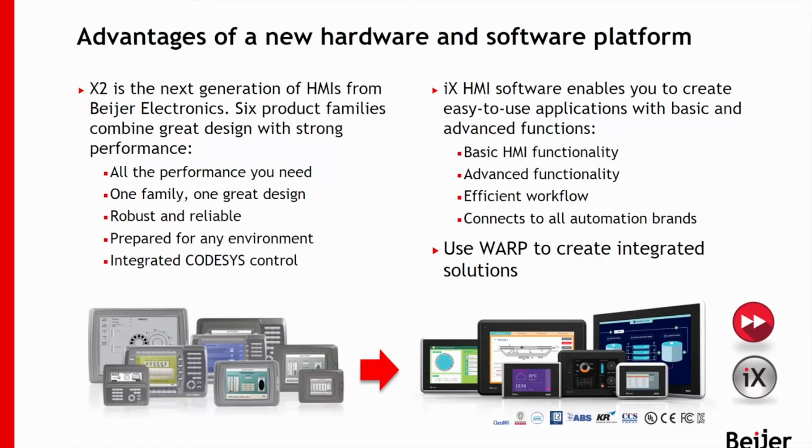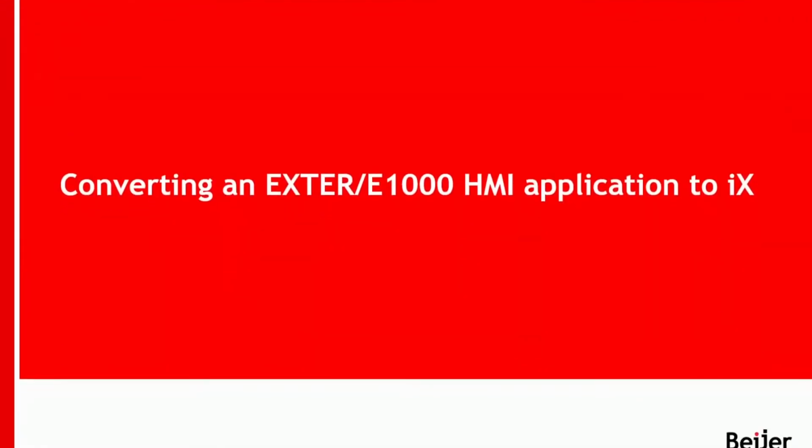The X2 series is the next generation of HMIs from Beijer Electronics. 6 product families combine great design with strong performance to power your HMI solutions. Create smart, integrated solutions boosted by iX HMI software and Warp Engineering Studio. We will now convert an E1000 project to iX Developer. During the conversion, we will introduce tools that will simplify and speed up the conversion process.